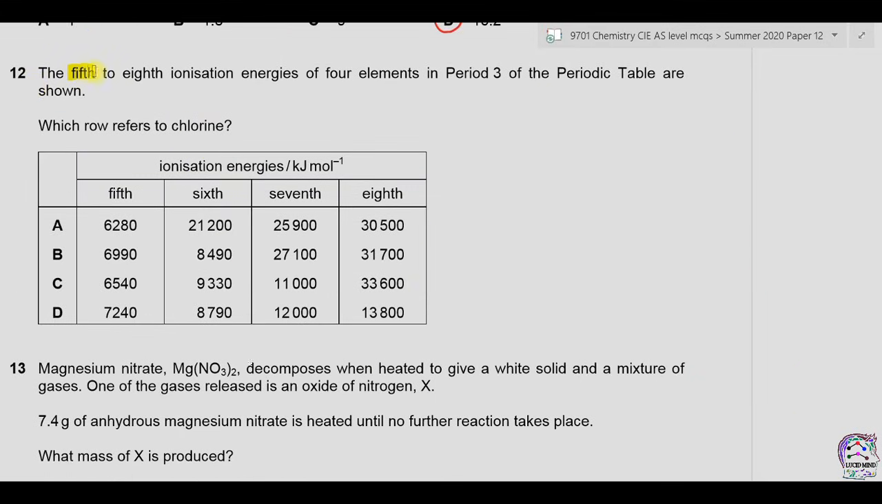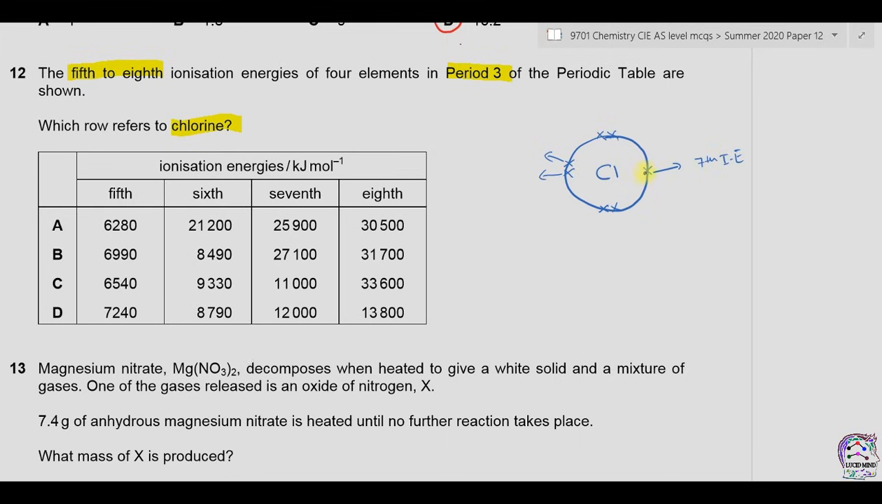Question 12. The 5th to 8th ionization energies of 4 elements in period 3 of the periodic table are shown. Which row refers to chlorine? For chlorine atom, we know that there are 7 electrons in the outermost shell. For ionization energy, the electrons are removed one by one. For the first ionization energy, the first electron is removed; for the second ionization energy, the second electron is removed, and so on. For the 7th electron, it must be the 7th ionization energy.